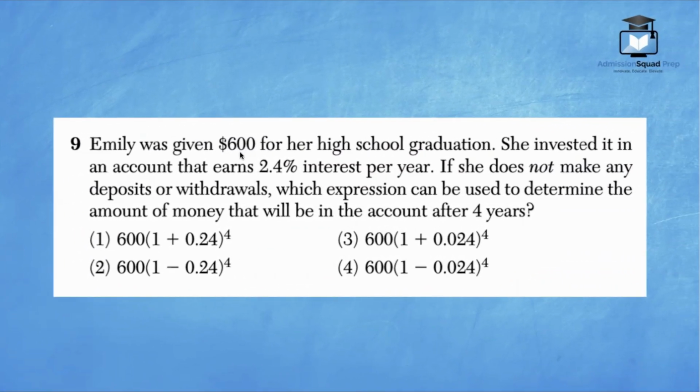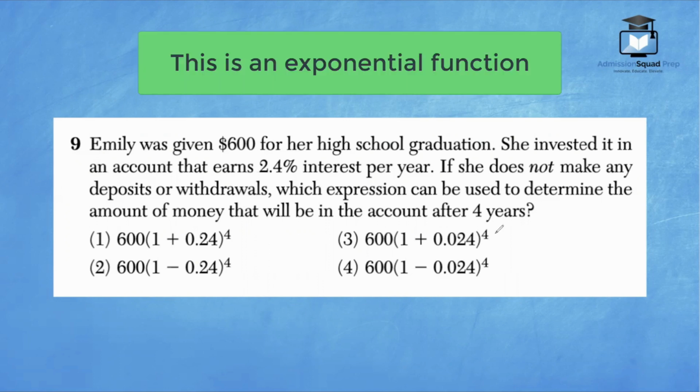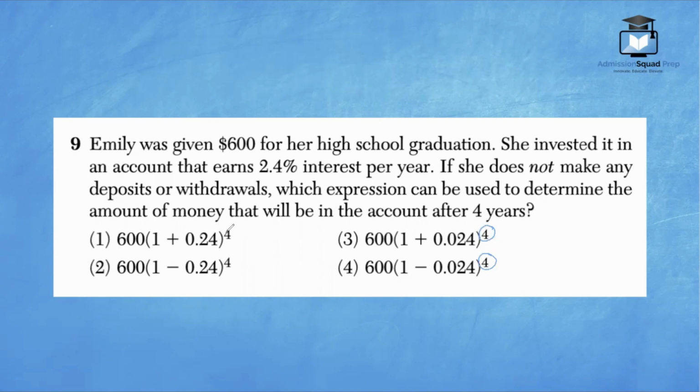Number 9, Emily was given $600 for her high school graduation. She invested it in an account that earns 2.4% interest per year. If she does not make any deposits or withdrawals, which expression can be used to determine the amount of money that will be in the account after 4 years? So we know that 4 is our time factor. This is consistent across all 4 answer choices. We also know that 600 is our principal or initial value. This number is also consistent across all 4 answer choices.